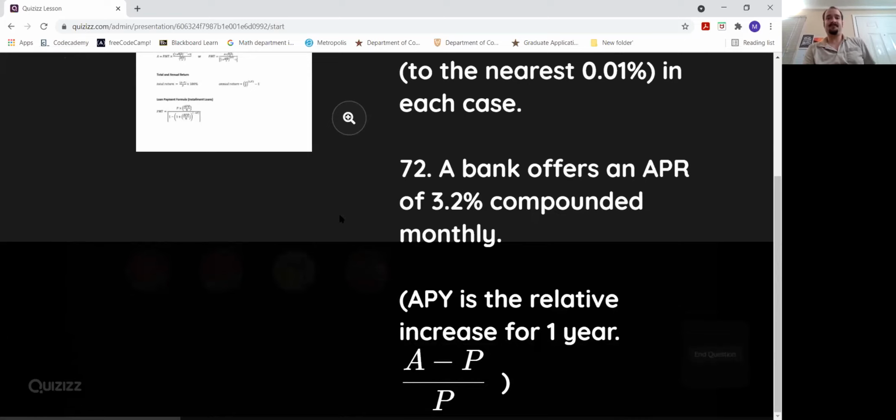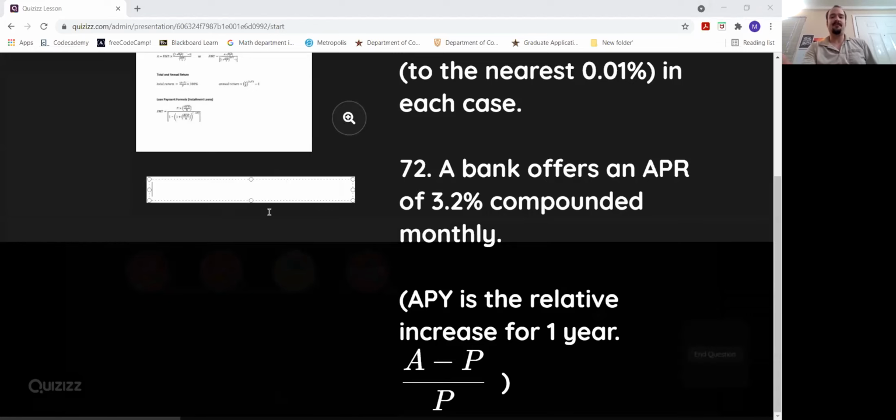In this one, they give us a bank that offers an APR of 3.2% compounded monthly. They don't give us a principal, so you have a few options. You may not always get a principal if they're asking for APY, so you can let the principal be whatever you want it to be.